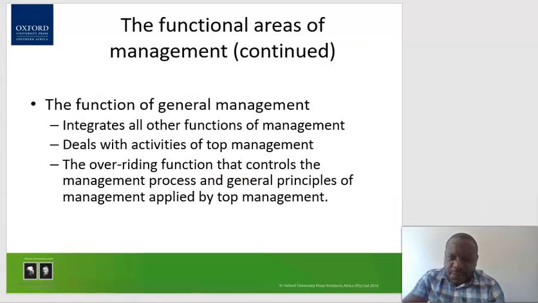general management. So we'll look at the function of general management. Those top-level managers are responsible for integrating all other functions of management in an organization, and they deal with the activities of top management. They have the overriding function that controls the management process and general principles of management in an organization.